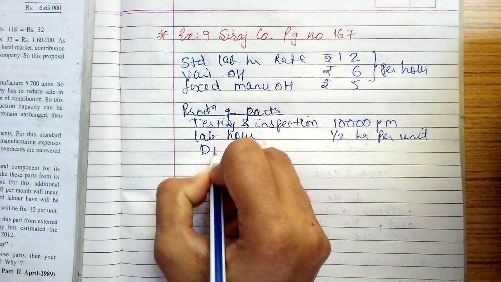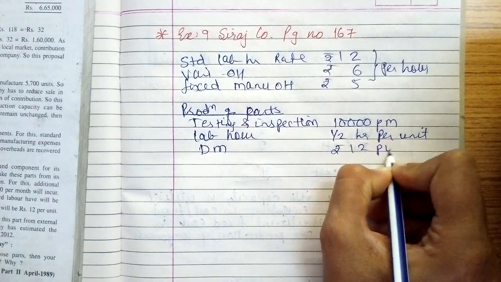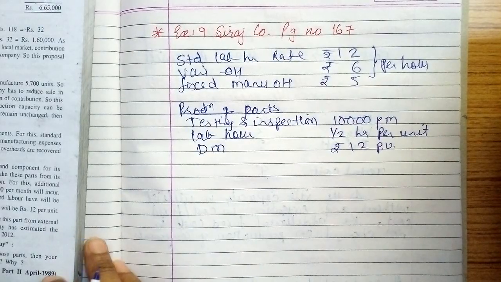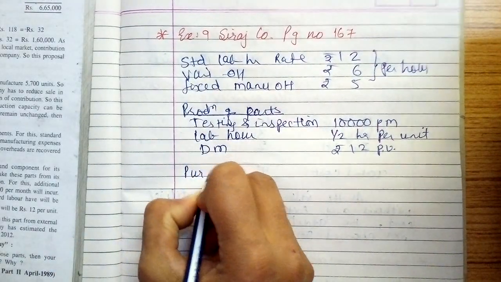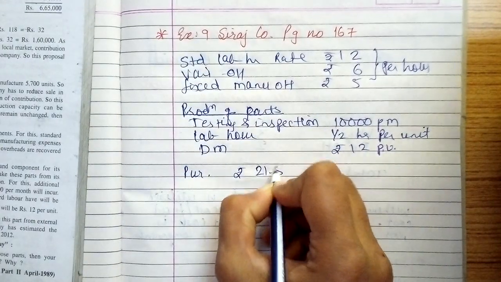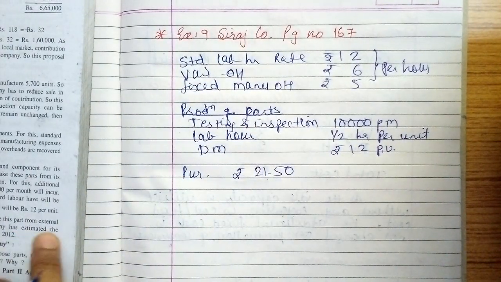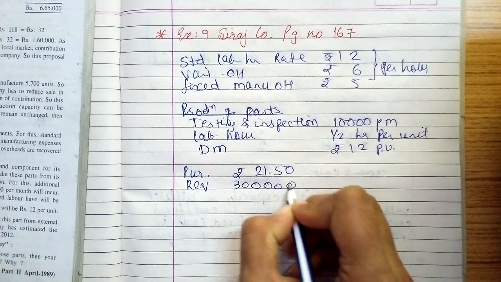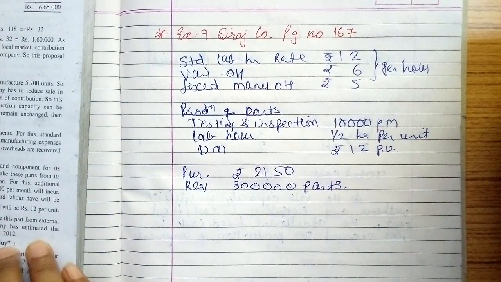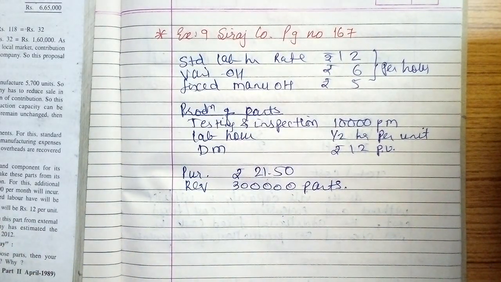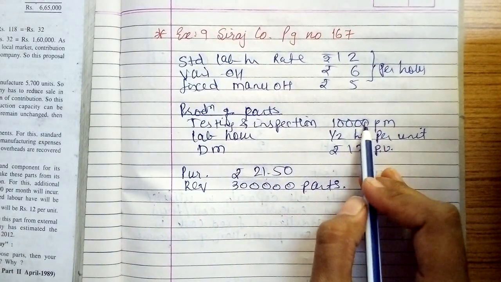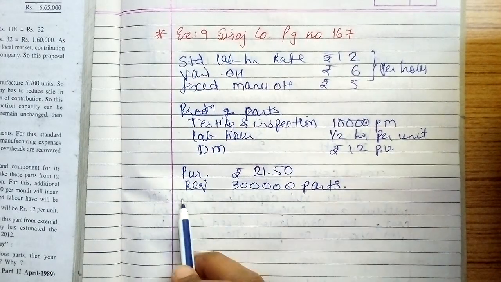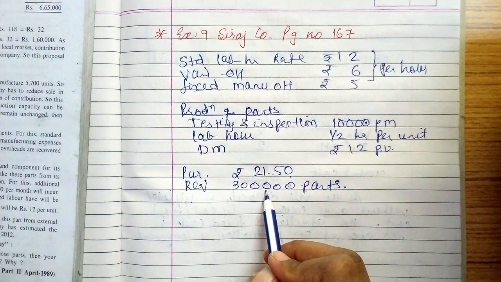And direct material required rupees 12 per unit. Company has an alternative to purchase this part from external suppliers. So purchase કરે છે from rupees 21.50. Company has estimated the requirements 3 lakhs parts. તો તમારી પાસે 2 અલ્ટરનેટિવ છે. કાં તો પ્રોડ્યુસ કરો છો ફેક્ટરીમાં તો આ બધા ડિટેલ્સ છે. રેડીલી પરચેસ કરો છો તો 21.5 રૂપીઝમાં પડે છે અને રિક્વાયરમેન્ટ છે 3 lakhs પાર્ટ્સની.